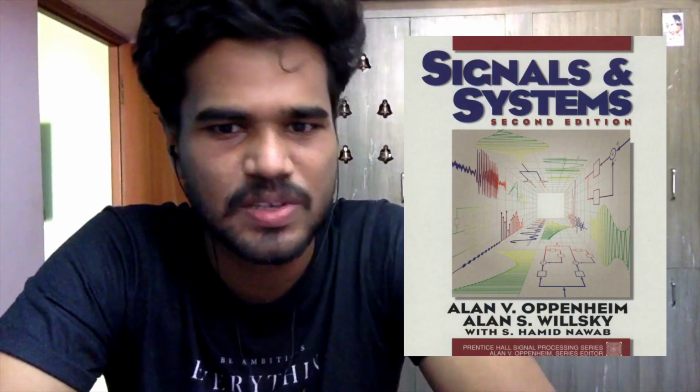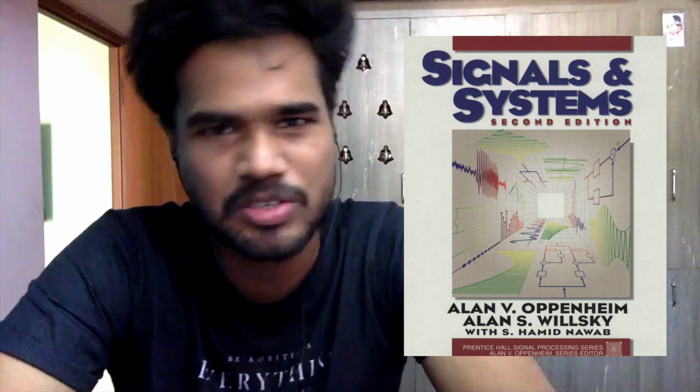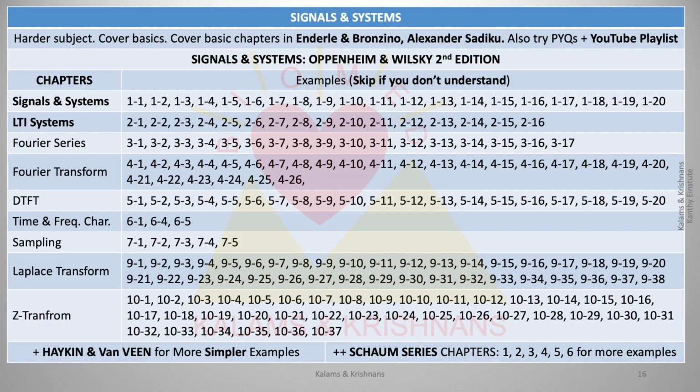For signals and systems, Oppenheim and Willsky is a standard reference, but this is a slightly advanced book and it's very hard to read for many biomedical engineers. So at least take a look at the examples in Oppenheim and Willsky. And if this is too advanced for you, I suggest you also take a look at the Schaum's series, signals and systems. This is a very hard subject.